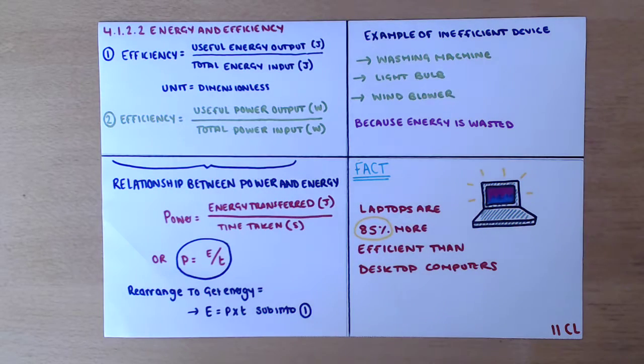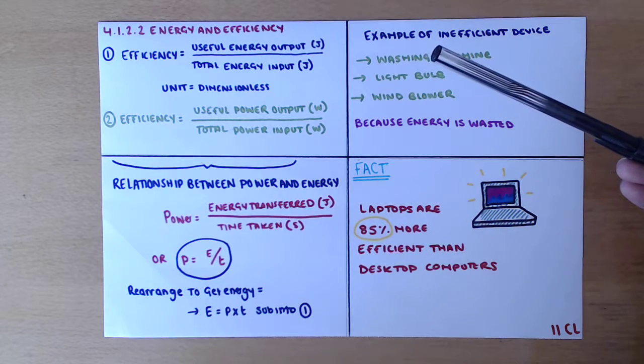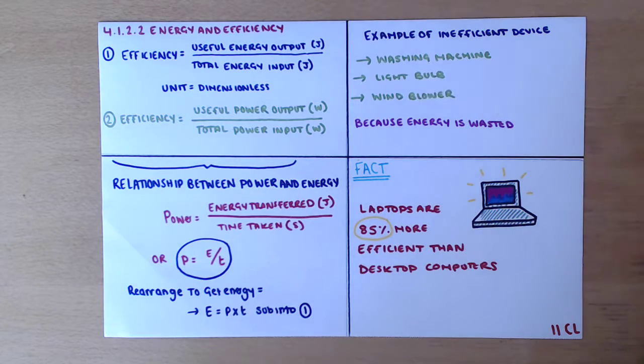And I'm going to leave you guys with a fact. Laptops are 85% more efficient than desktop computers, and you guys now know what that means. Well, you probably knew what it was before, but this is just a recap. The laptop is more efficient because the useful energy is way more than for a desktop computer, because for a desktop computer, you'd have energy being wasted through heat and sound and all sorts of things.